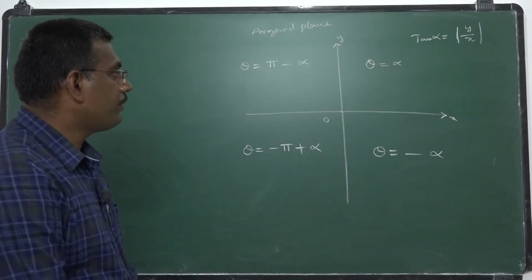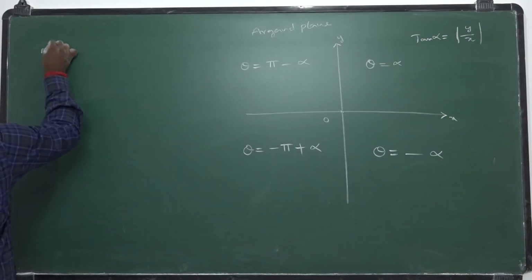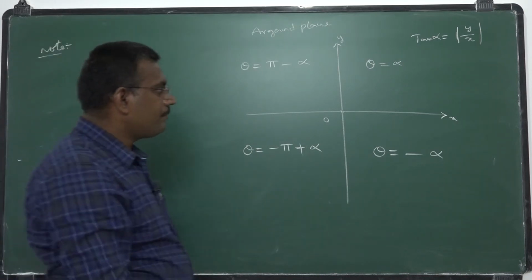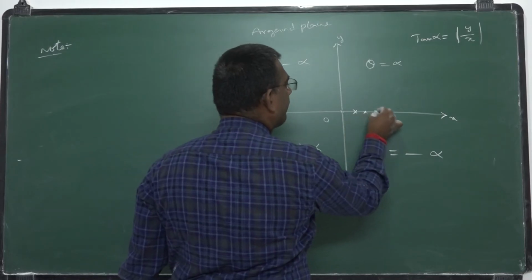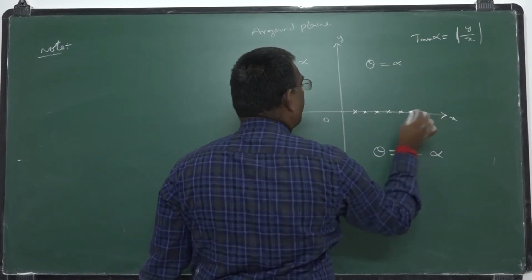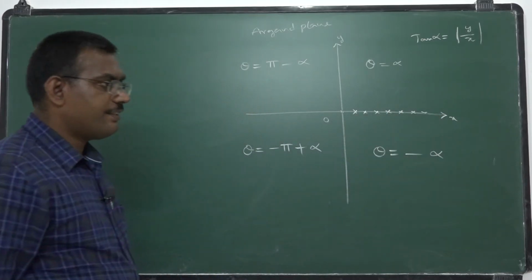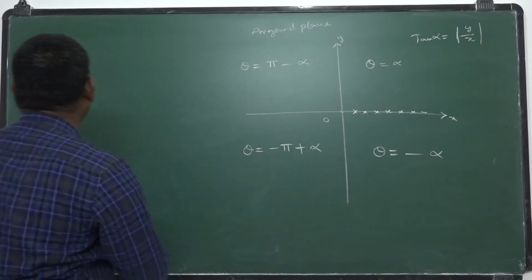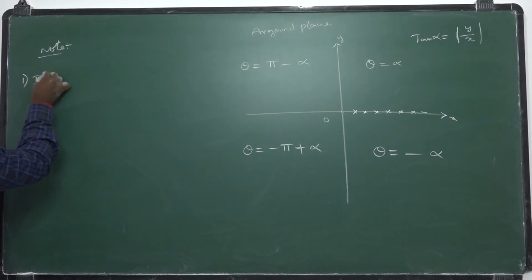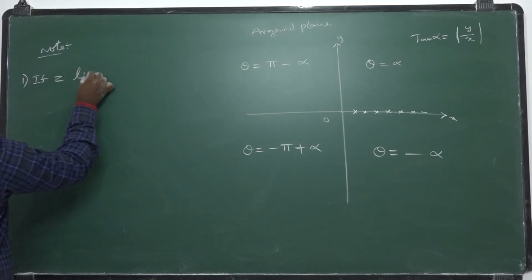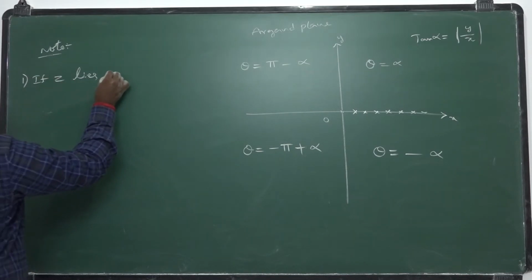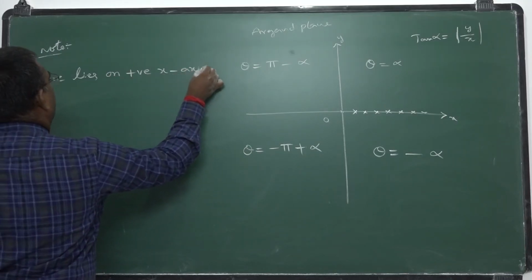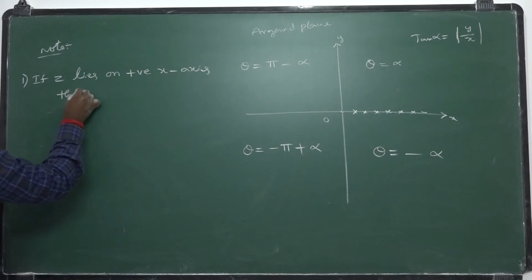Next, it is a very important point. If the complex number lies on the positive x-axis, then its argument is 0. Write down: if the complex number z lies on the positive x-axis, then theta equal to 0.